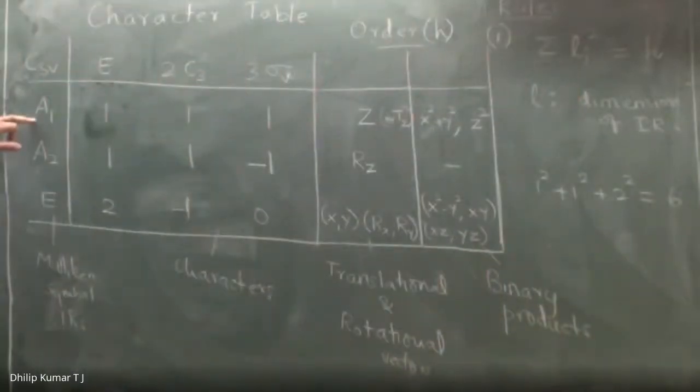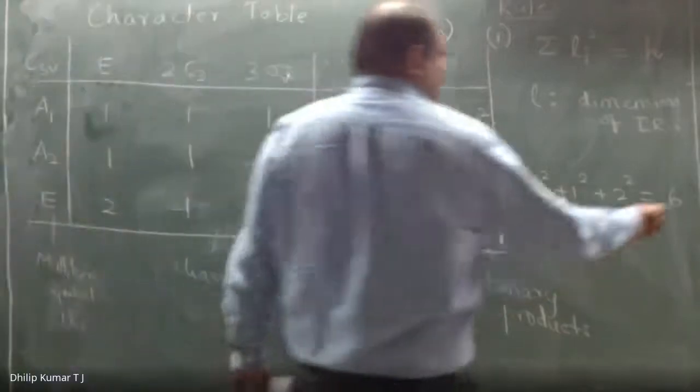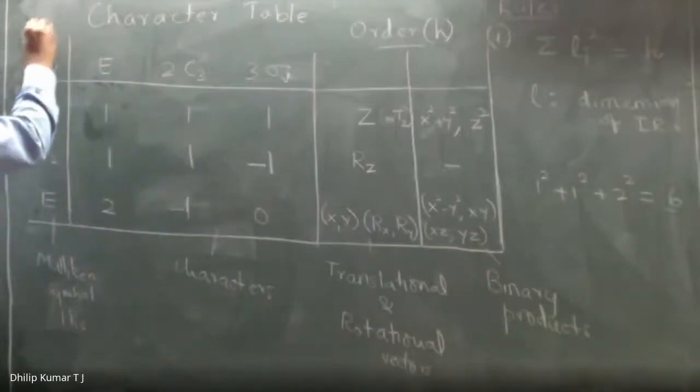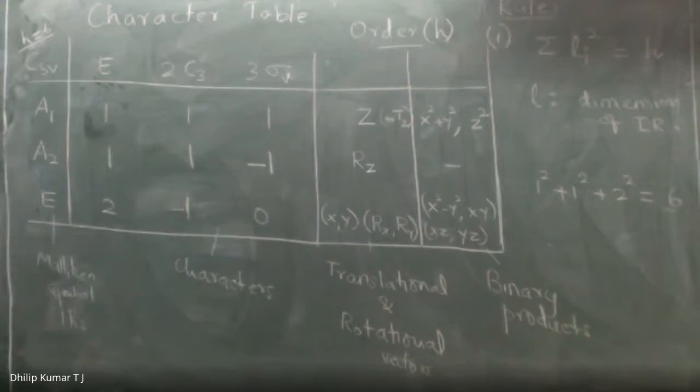So this is 1 square, this is 1 square, and the dimension of E is 2. So it is 1 square plus 1 square plus 2 square, which is 6. So h is 6 in this case. C3v is 6, so h equals 6 here. Here you have 6 symmetry elements. So that is the first rule, and let me go to the second one.